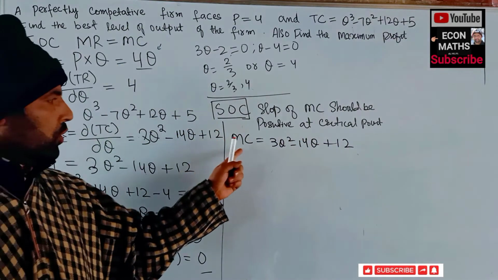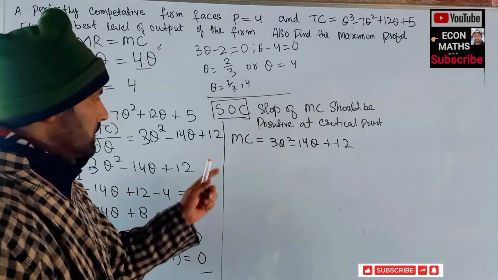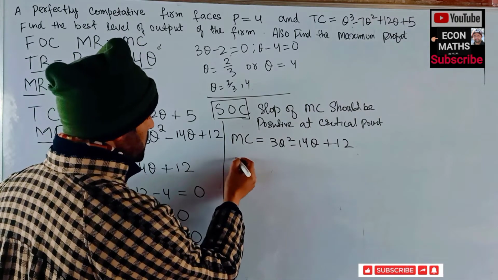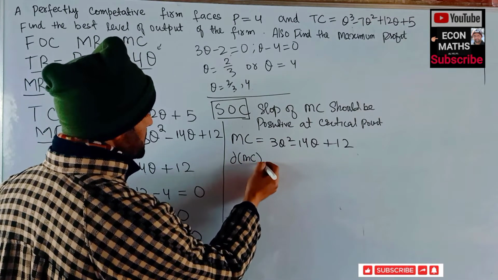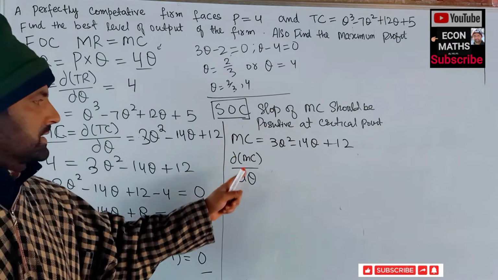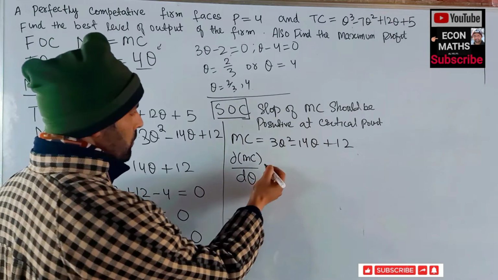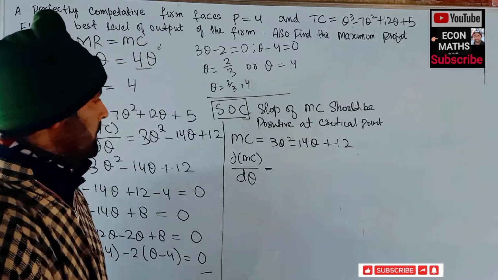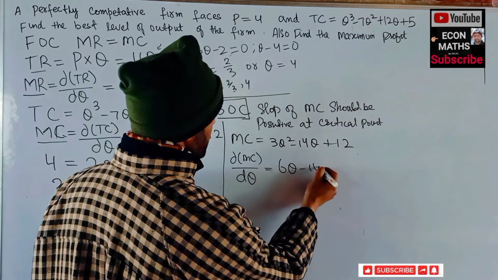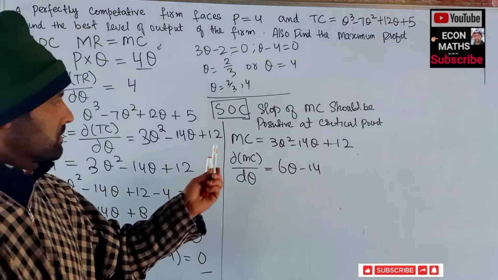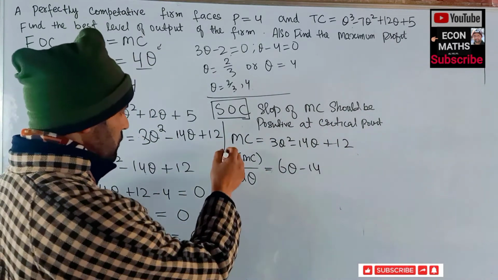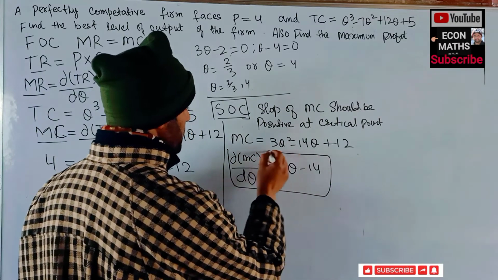Now the slope of marginal cost is just taking the derivative of this function with respect to quantity. So d(MC)/dq. This very expression tells us the slope of the marginal cost function. Now this is 3 times 2q, which is 6q minus 14. The slope of marginal cost should be positive at critical points. Now the slope of marginal cost is this very function.